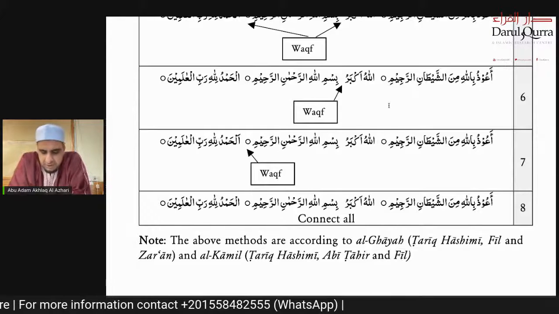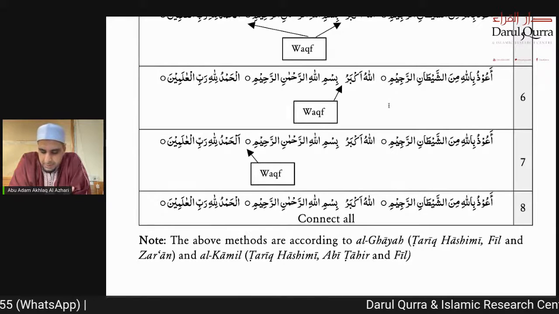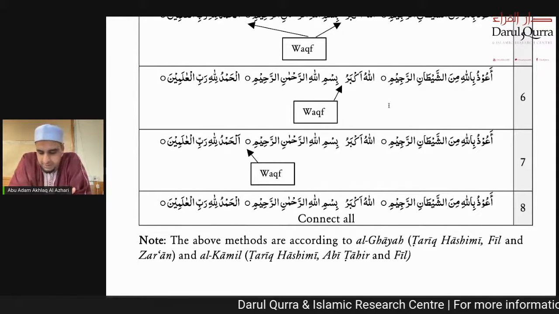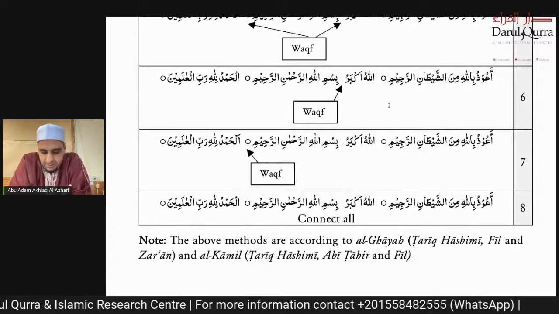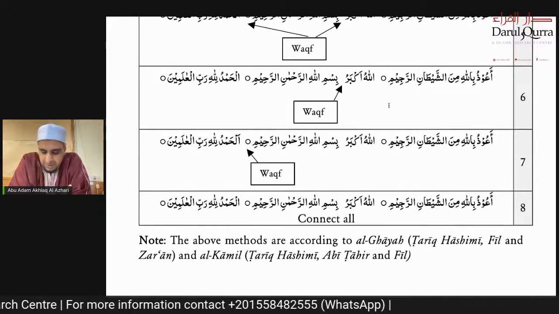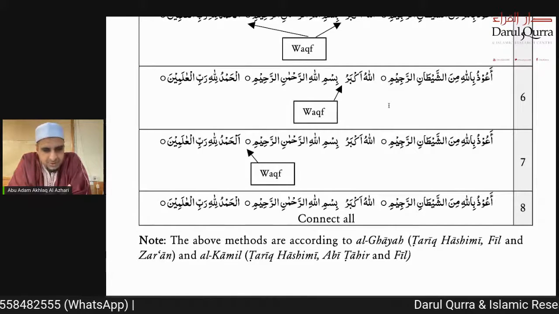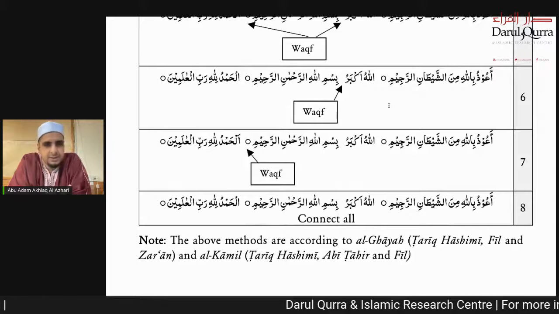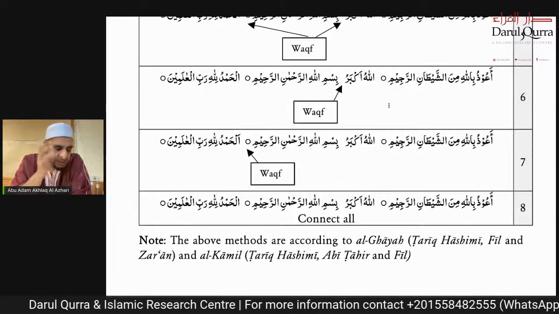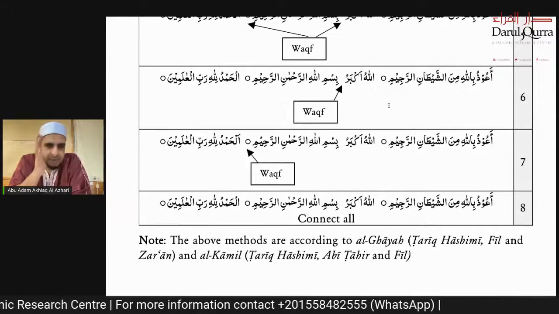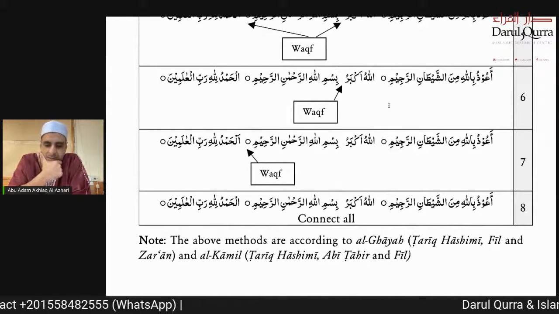Note, the above methods are according to al-Ghaya, which is Tariq Hashemi, and Fil, and Zara'an, and Al-Kamil, Tariq Hashemi, Abi Tahir, and Fil. Don't worry too much about these names at the minute. When we look at the table, inshallah, it will make more sense. At the minute, I just want you to concentrate on how many different ways we can recite. What is the method of reciting these takbirat? How can we recite these takbir?